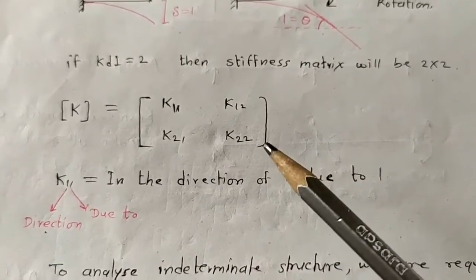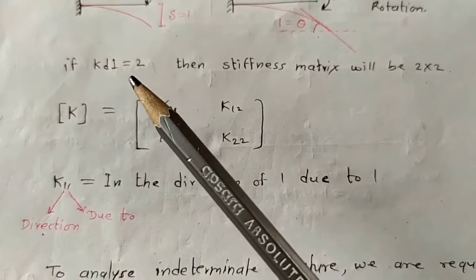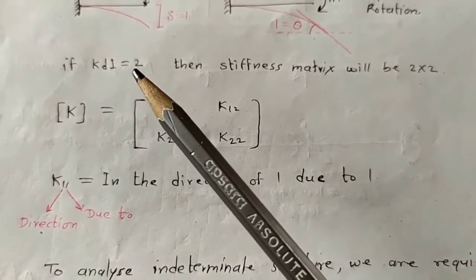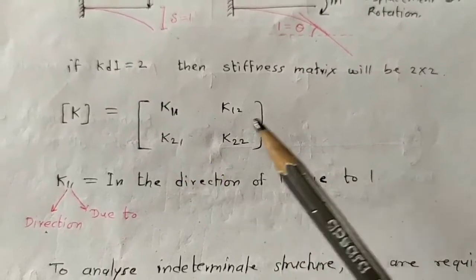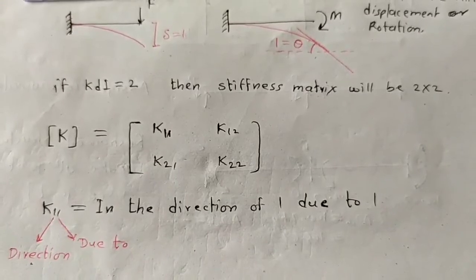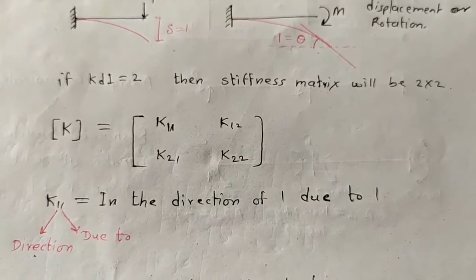Before going to the stiffness matrix, first of all, you have to find out the KDA of the given structure. If the KDA of the given structure is 2, then the stiffness matrix will be of 2 by 2. As per our syllabus, the KDA will always be a maximum of 2.